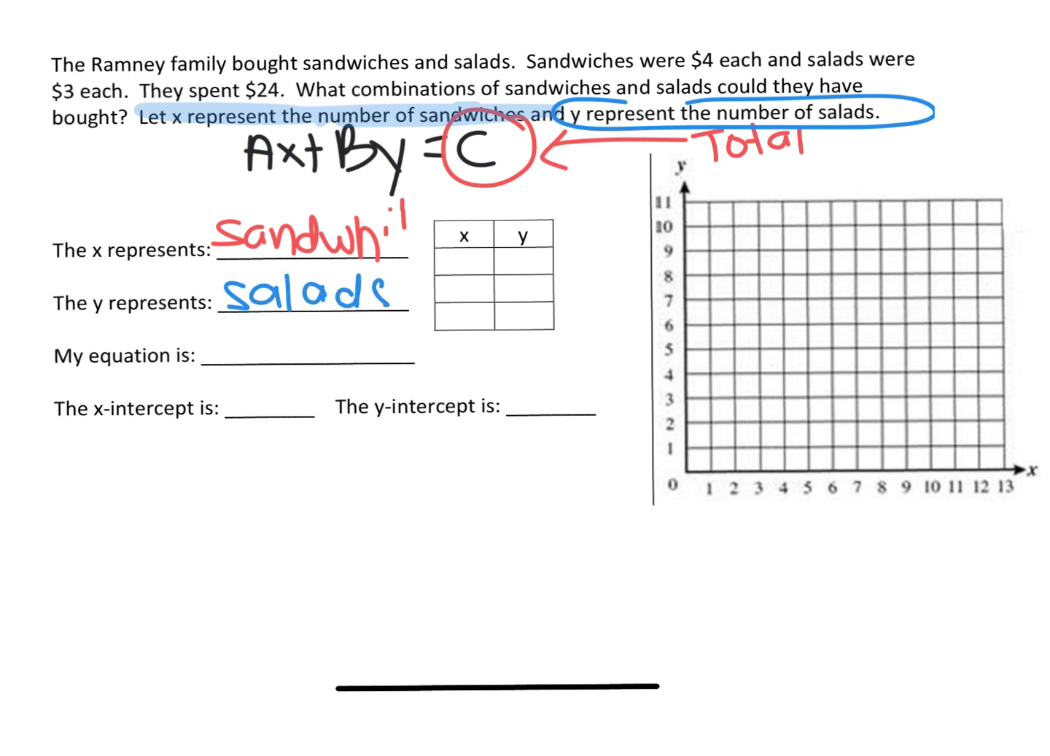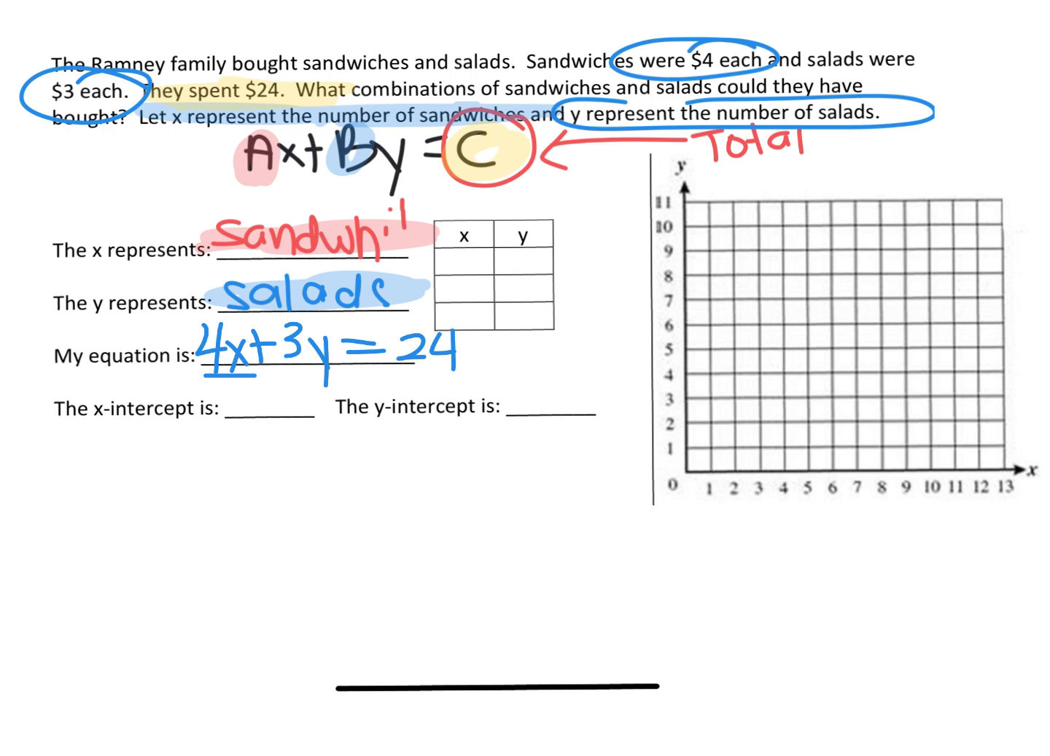Okay, now I am going to fill in A with my sandwich price. I'm going to fill in B with my salad price. And I'm going to fill in C with my total that they spent. They spent $24. X is sandwiches, and sandwiches are $4. So it's 4X, $4 for every sandwich. Now I'm going to add my salad. My salads are $3. Y is salads, so 3 goes with Y.